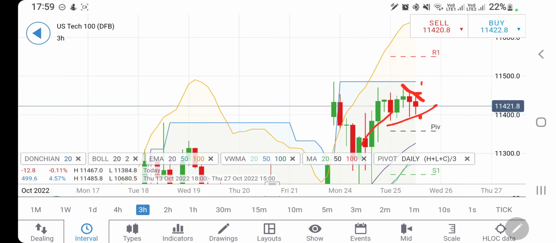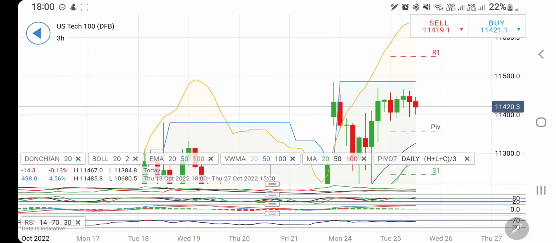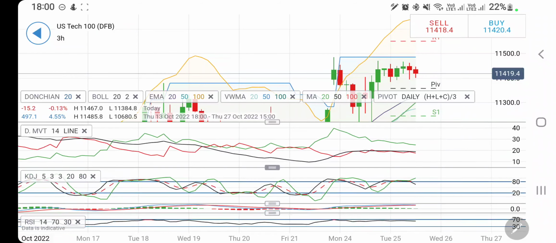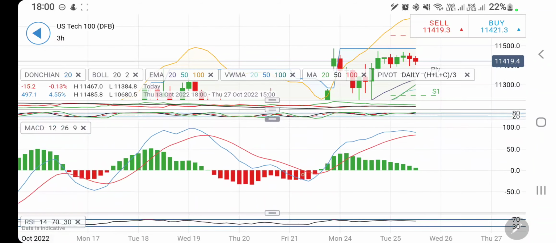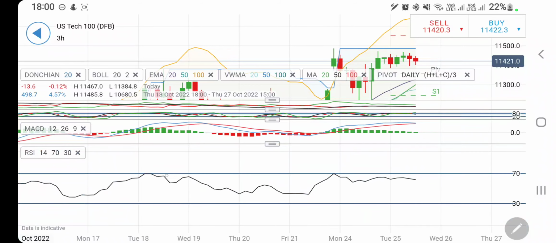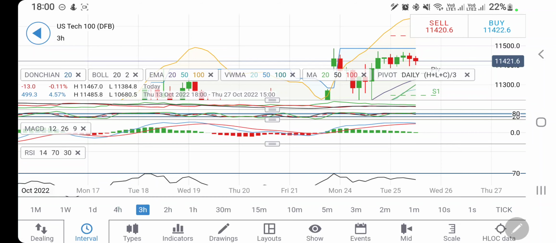If it breaks up on the upside, certainly you can expect further bullishness. 11,550, 620 levels cannot be denied. On the downside, 11,350, 300 are the next target if it breaches below 11,380 levels. Directional movement bullish here. Stochastic was overbought, looking downwards. The MACD is trying to converge and possibly looking for a crossover. Right now it has still not crossed over for a sell entry. Hence you have to be cautious.